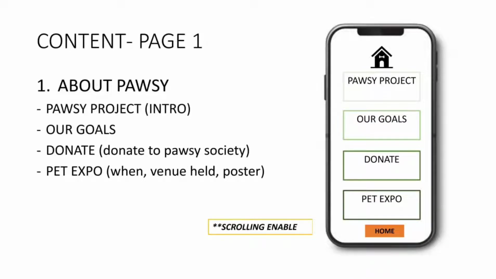Next is the About Policy page. This page is mainly for introduction about the Policy Apps project, such as our goals, donation, and the information about the Pet Expo. We use buttons for the labeling at the bottom of the page. We put a button to return to the home page. We also add a scrolling enable feature on this page.